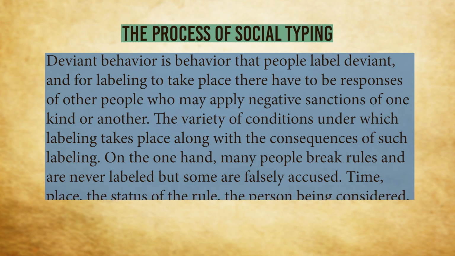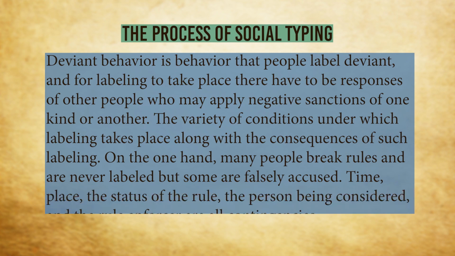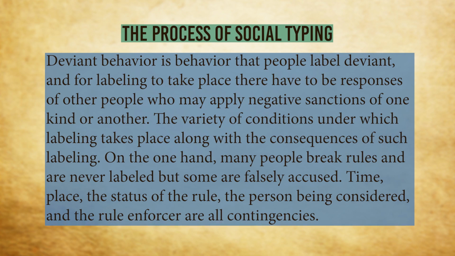On the other hand, many people break rules and are never labeled. On the other hand, some are falsely accused. So time, place, the status of the rule, the person being considered, and the rule enforcer are all contingencies. So in order to be labeled, there must be the society or a social control agent who is imposing negative sanctions upon you, to which you are actually acting.